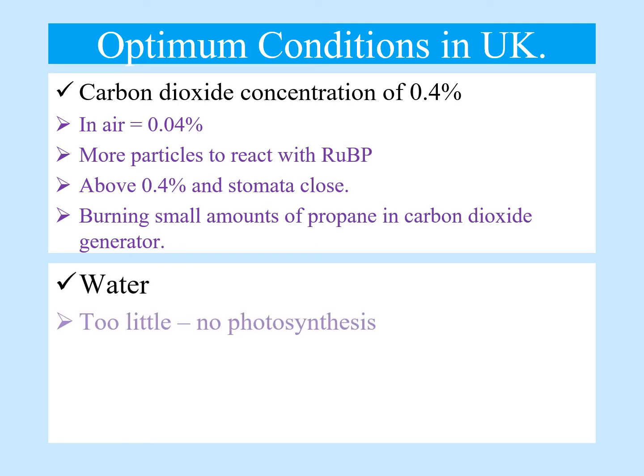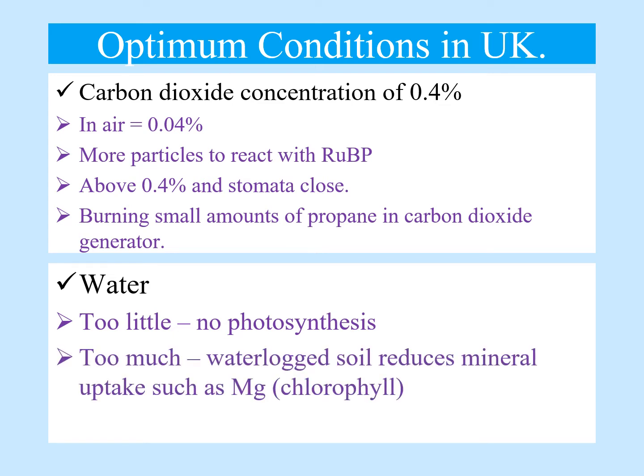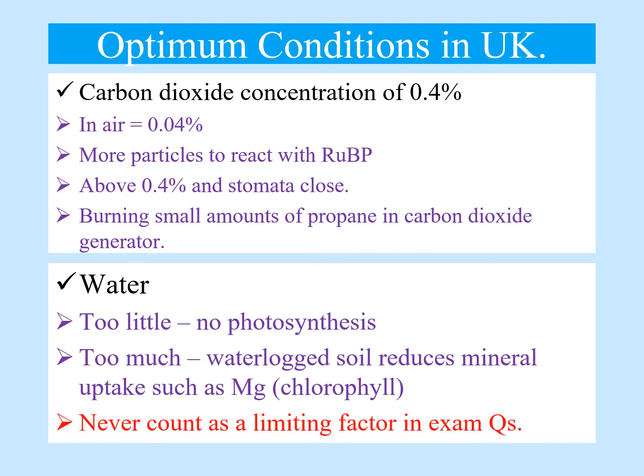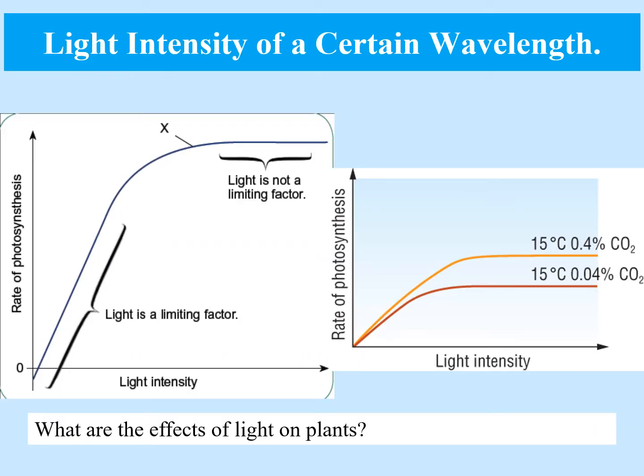Obviously, for other conditions, we need water. Too little, and there is no photosynthesis. Too much, and the waterlogged soil reduces mineral uptake. Now, water's a bit of a strange one because you never count it as a limiting factor in the exams, because technically, by the time it affects photosynthesis, the plant would already be dead if you didn't have enough water. So there are only really three limiting factors you're ever going to talk about: carbon dioxide concentration, temperature, and light intensity. So let's have a look at this graph.